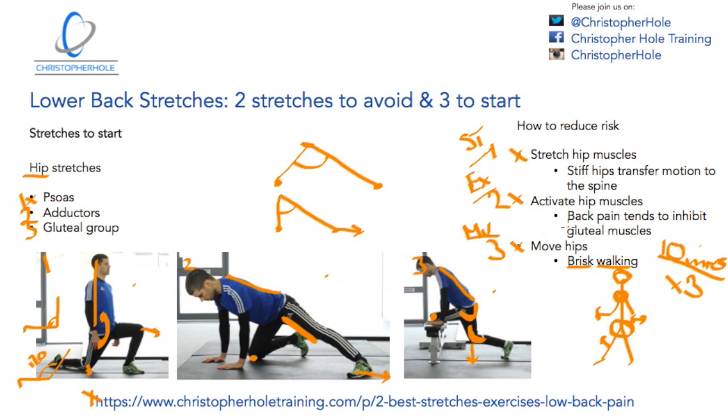We would do that using these 3 stretches: the psoas stretch, the adductor stretch, and the glute stretch. We would then use 2 exercises, so you can get those in my free download, and then you would begin a walking exercise and movement program, where you would focus on brisk walking for 10 minutes 3 times a day. So that is the basic outline of the beginnings of a lower back pain program.